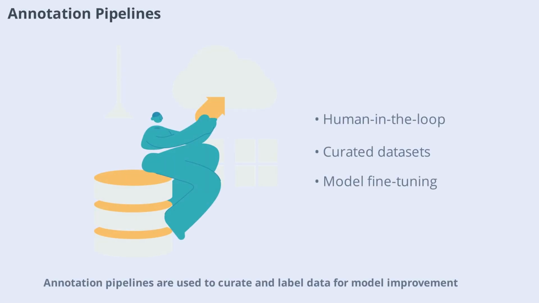Annotation pipelines are used to curate and label data for model improvement. Low-performing or ambiguous samples are routed to human annotators who provide feedback or corrections. This curated data is then used for prompt adjustment or model fine-tuning, creating a feedback loop that drives continuous improvement.